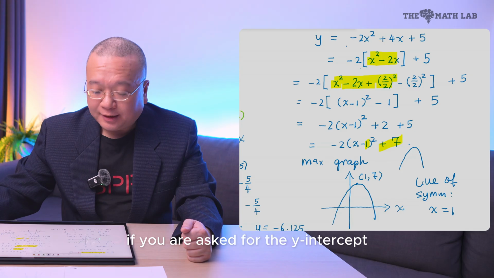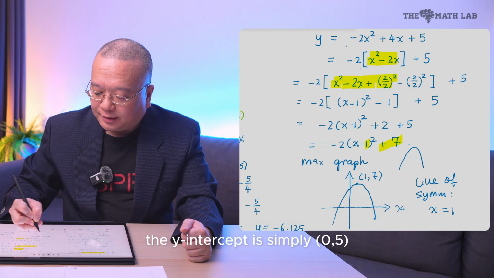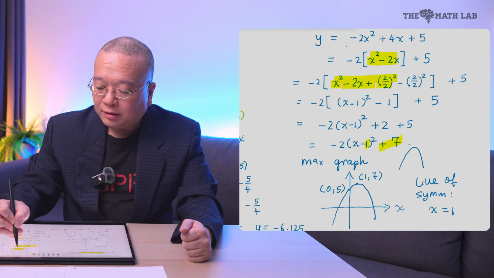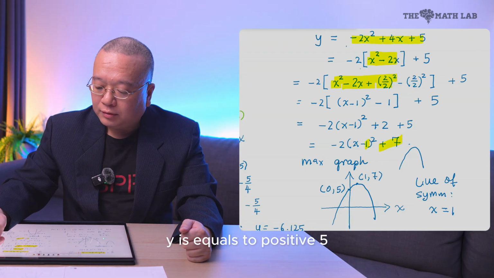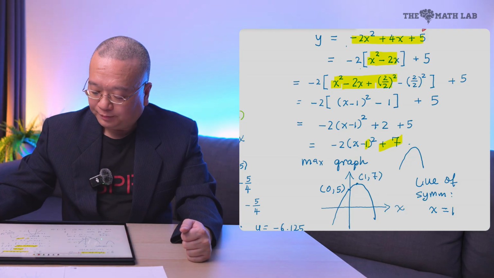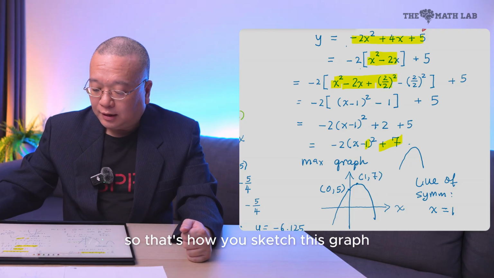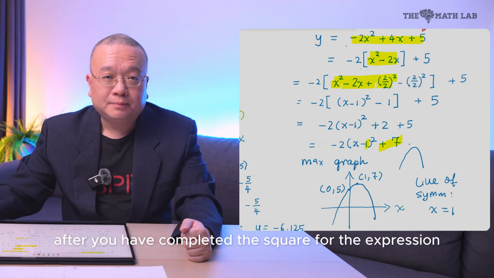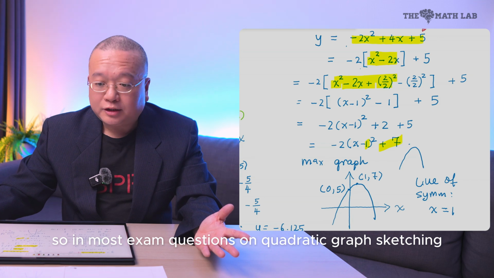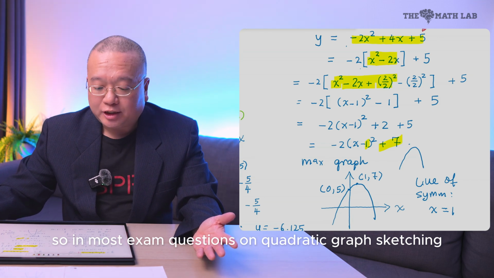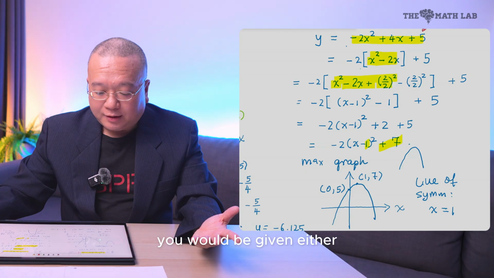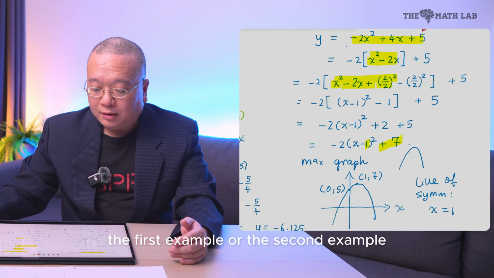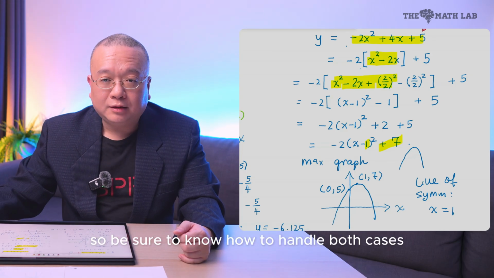If you're asked for the y-intercept, it is simply (0, 5). That's because when x is 0, y equals positive 5. So that's how you sketch this graph after you have completed the square for the expression. So in most exam questions on quadratic graph sketching, you would be given either the first example or the second example. So be sure to know how to handle both cases.